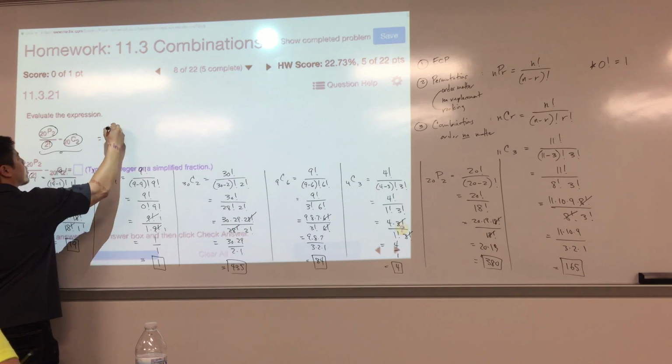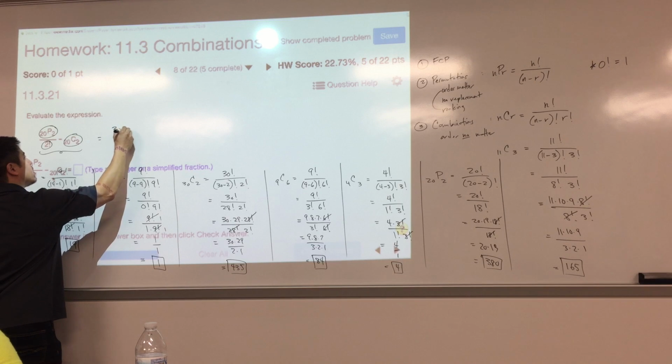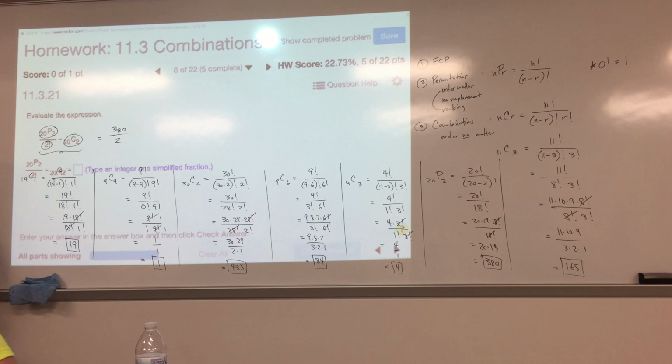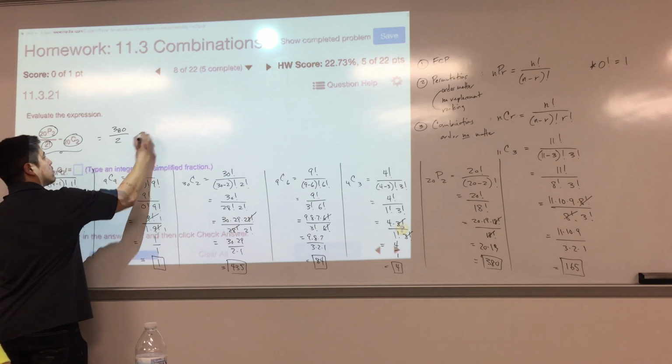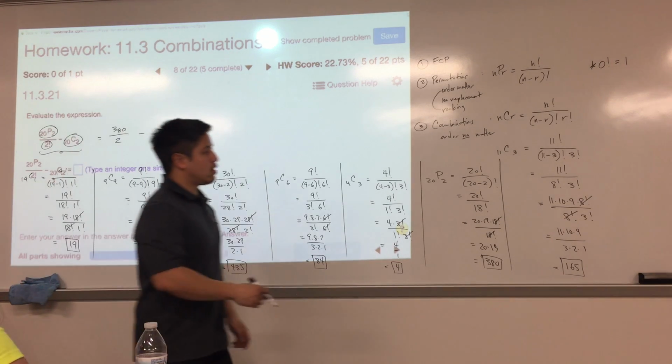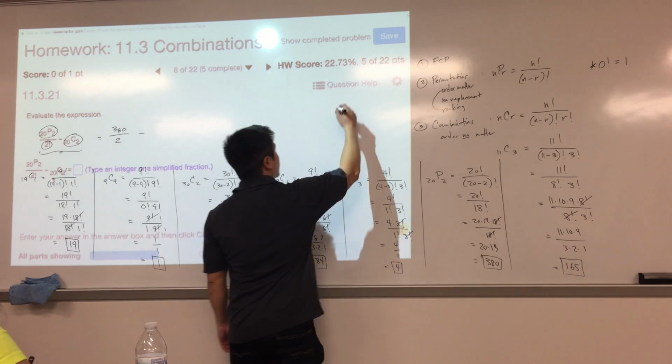This is 380 divided by, well, just 2, ultimately, isn't it? Because 2 factorial is 2 times 1, which is just 2. So we also have to calculate what? 20C2, don't we? We have to calculate 20C2. Let's go do that. How about we do it right over here?